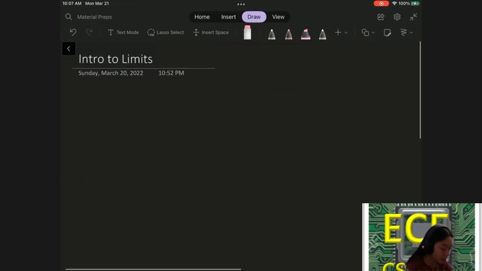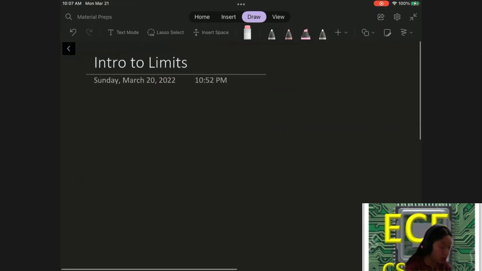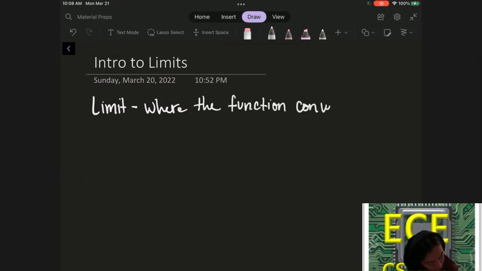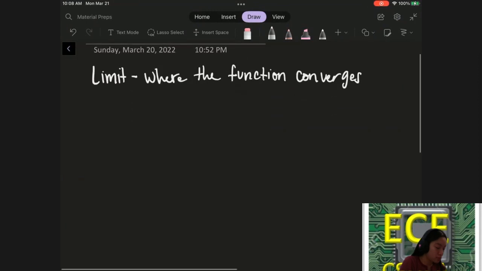Let's get started with what a limit is. So, a limit is where the function converges. Pretty simple. Let's go through a couple examples.